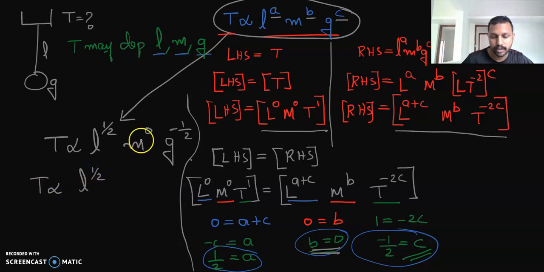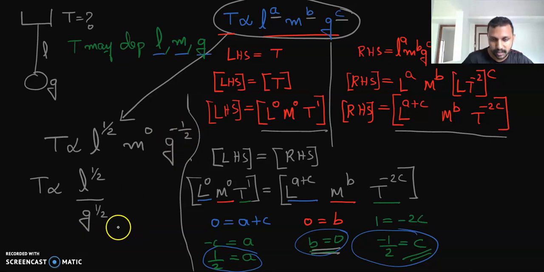M raised to 0. Any number raised to 0 is 1. Therefore M raised to 0 is 1. No need of writing 1 over here. And G raised to minus 1 by 2, this G raised to minus 1 by 2 can be written as 1 by G raised to 1 by 2. It should be written in the denominator.